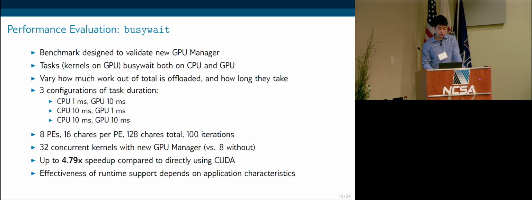So we use 8 PEs for the 8 cores. And here we have 16 chares per PE. That means we have 128 chares total. And we run 100 iterations. So as I said before, even with the current GPU manager, we can only execute 8 concurrent kernels at a time. But with the new GPU manager, we can execute 32, which is the maximum for the Kepler GPU.